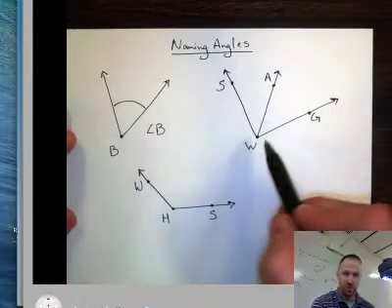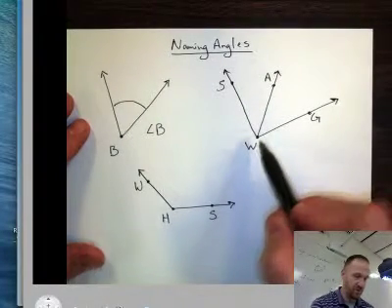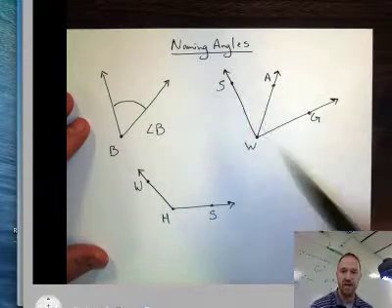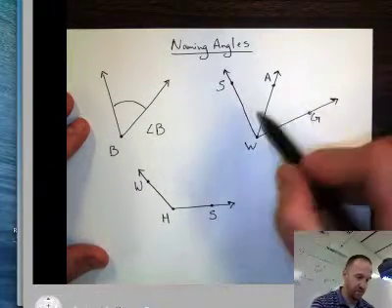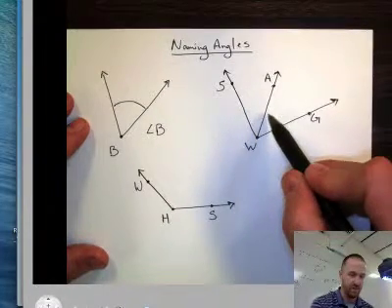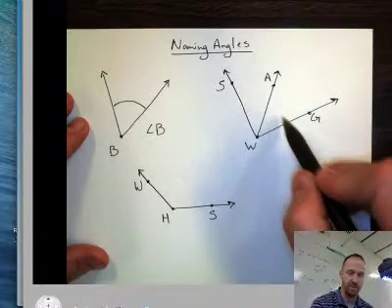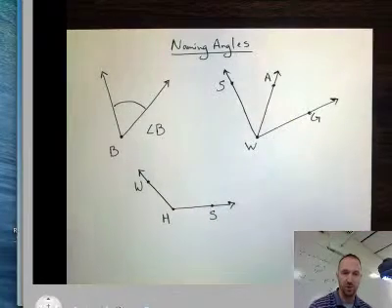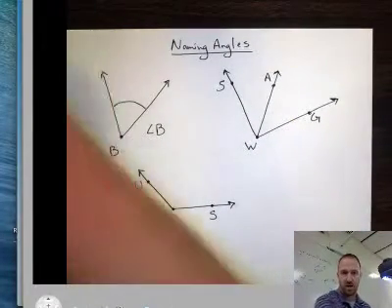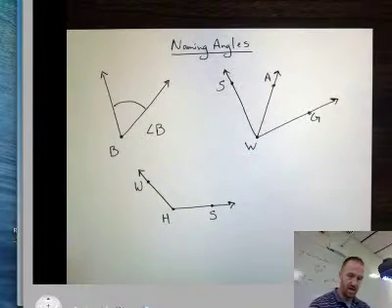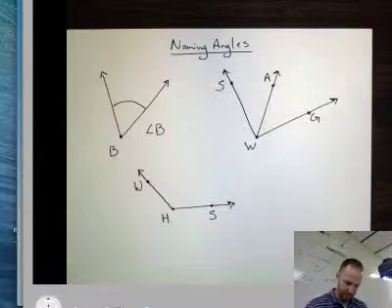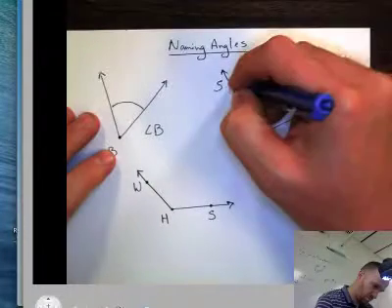Now, if we come over here to this other diagram, if we try to talk about angle W, well, there's three different angles that are at W. There's this little one here, there's this little one here, and then there's the whole thing. So if you say angle W, we're not really sure which angle you're talking about. So when that happens, we've got to name angles a little bit differently.